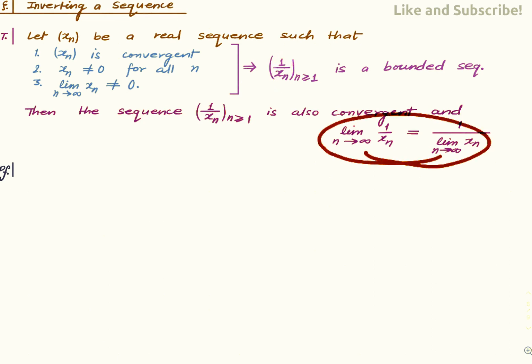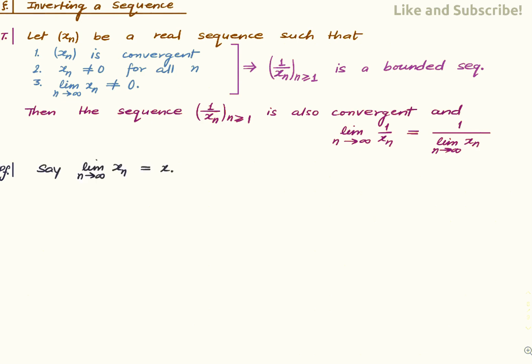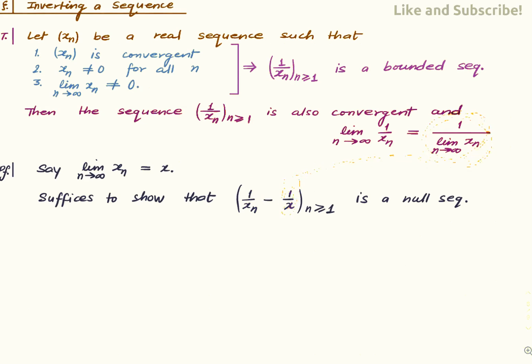And now to prove this, again, we will use our null sequences approach. So say this limit is x, and then it suffices to show, or is equivalent to show, this is a null sequence. Because once we do it, we will have established that the limit of this exists and is equal to that, which is that number. So we will show that this is a null sequence, but that's very clear because this expression is nothing but this.